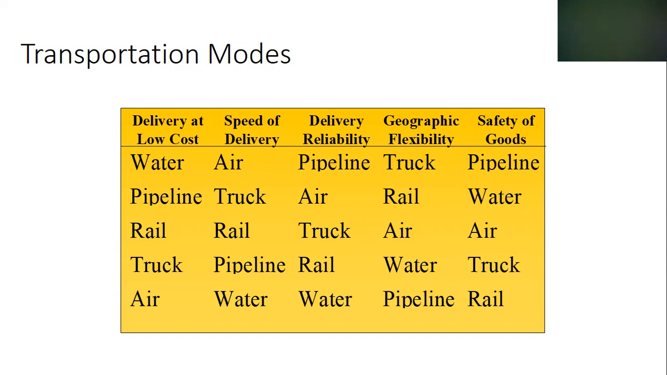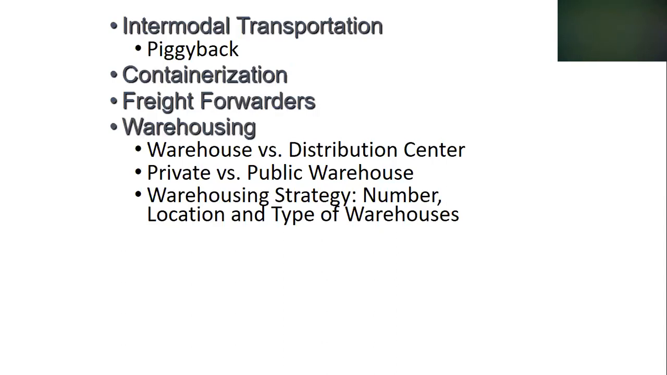Safety of the product: you will see what is the safe route to send the product in better condition. Pipeline, water, air, truck, or railway. Intermodal transportation, piggybacks. You know very well what piggybacks are. Containerization, freight forwarders, warehousing, warehouse versus distribution center, private versus public warehouse, because there can be a warehouse in the environment like MSD, military supply depot. MSD is a public warehouse; private ones are from pharma and other distributors of medicines.